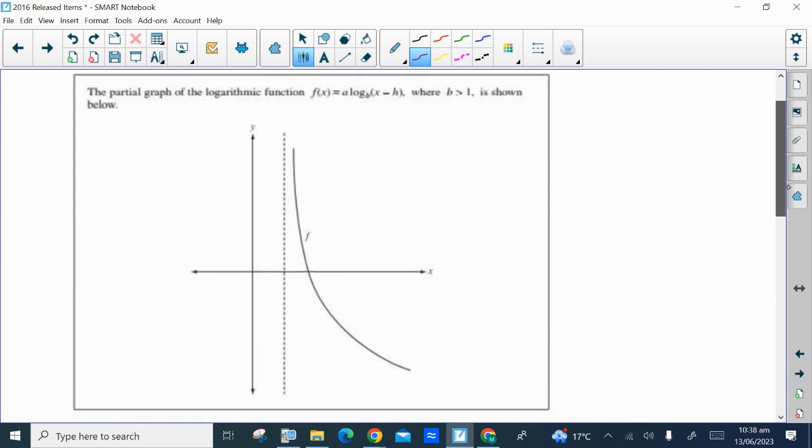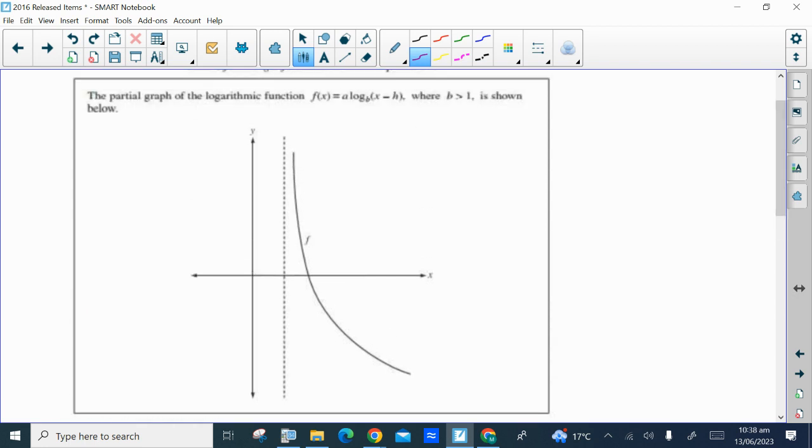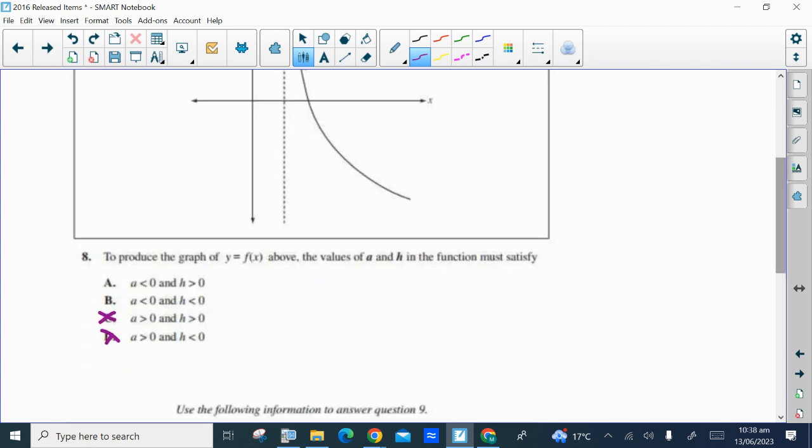The second thing that has happened is that the asymptote changed from the y-axis. It's gone to the right. So our h value has to be positive because it's going to go to the right. And that is why A is the correct answer. If h was negative, then the graph would be on the left side of the y-axis, but it's not.